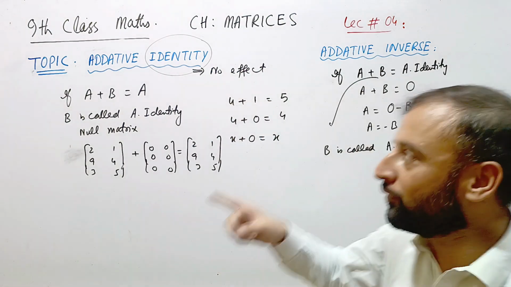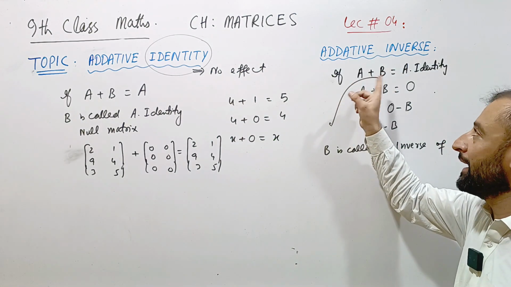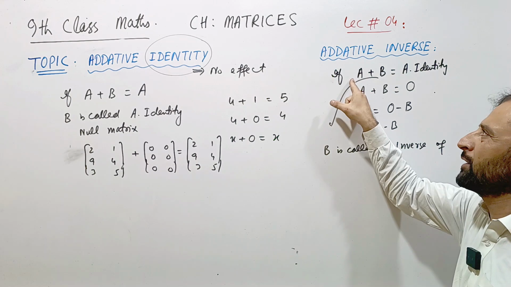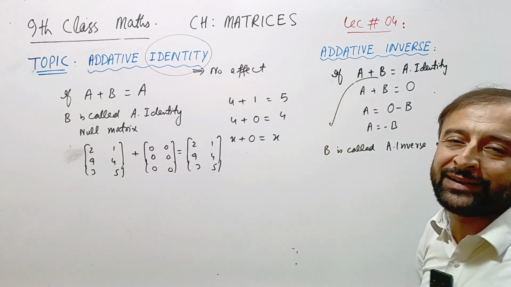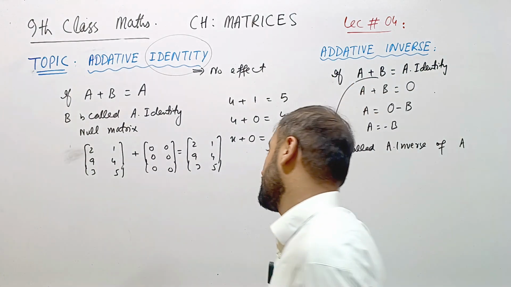The matrix that you will add with the given matrix is called additive inverse of this one. Of course, this is additive inverse for this. These two are additive inverses of each other.